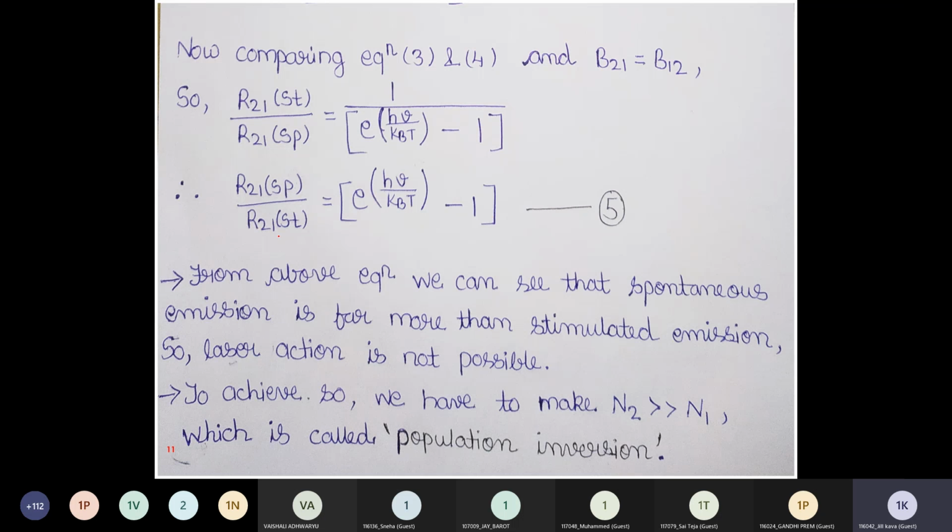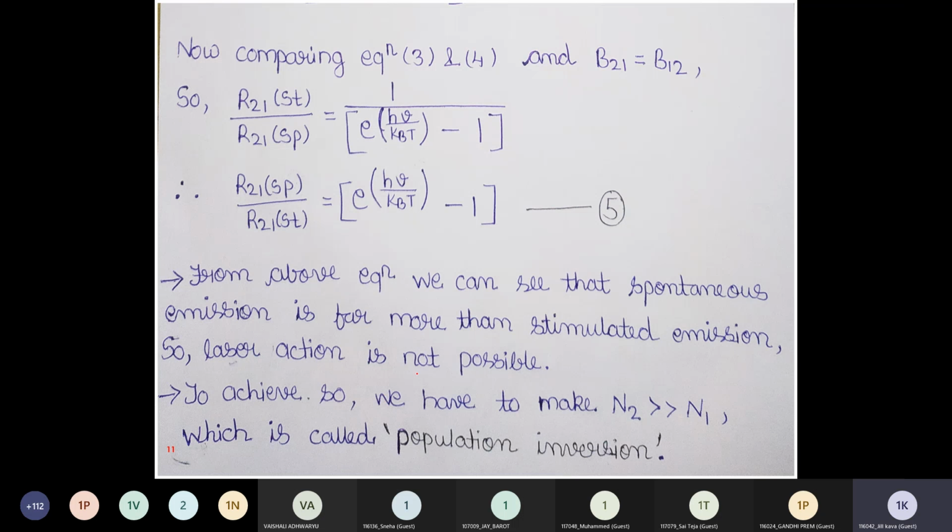So from this equation we can see that spontaneous emission is much more than stimulated emission, as spontaneous emission is R21 stimulated multiplied by some value in the bracket. So the value of spontaneous emission is more than stimulated emission. So here the laser action is not possible.